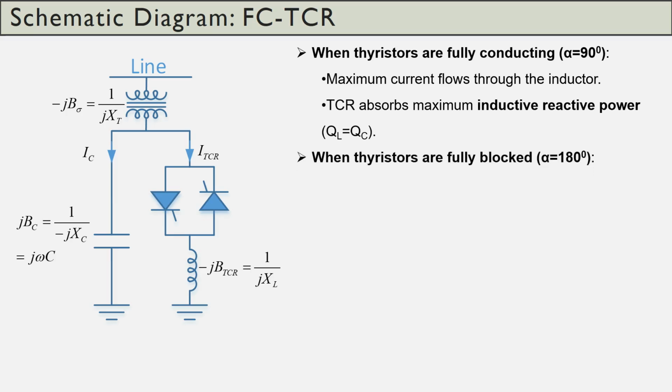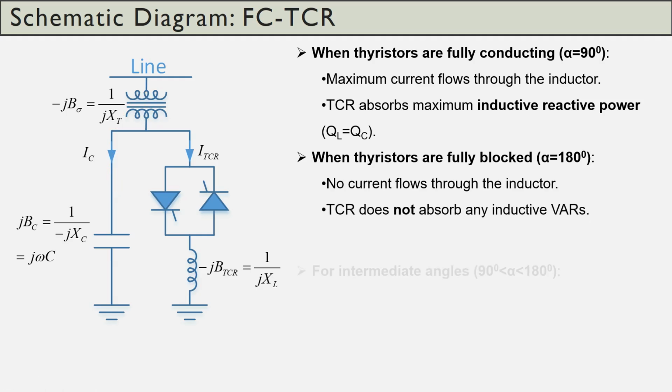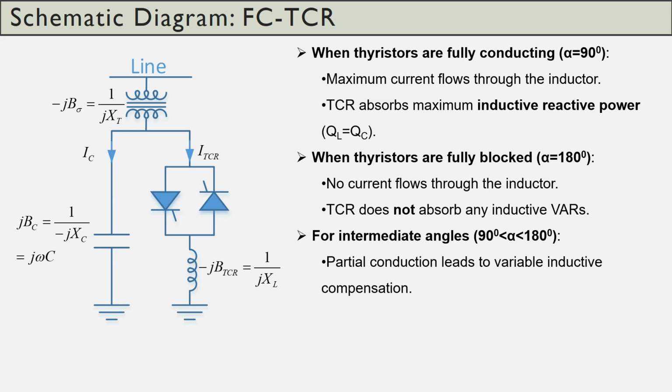When the thyristor is fully blocked, that is alpha is equal to 180 degree, meaning no firing angle is given, this will act like an open circuit. Hence the total current supplied by the SVC is equal to IC, so the total current is capacitive in nature. In the intermediate range, when alpha lies between 90 degree to 180 degree, it provides the variable susceptance. We will see the formula of variable susceptance in the next slide.